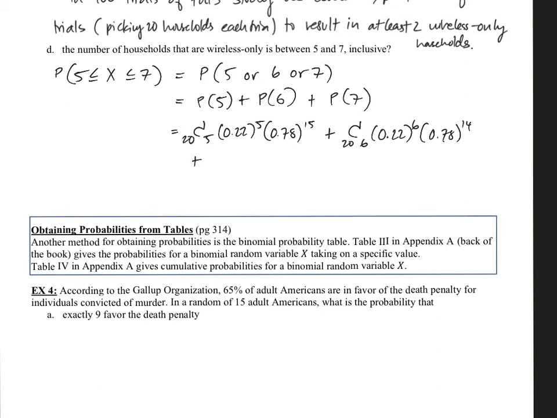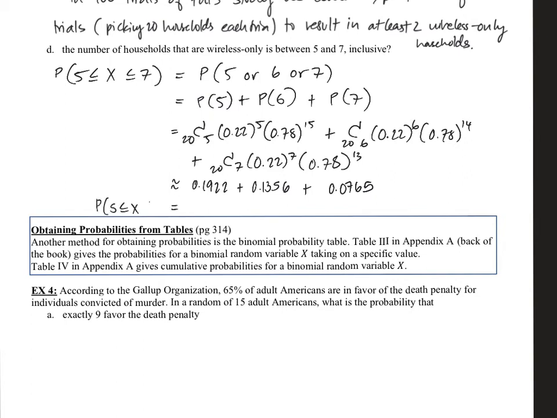Lastly, let's do P of 7. So P of 7 is going to be 20 choose 7, 0.22 to the 7th power, and then 0.78 to the 20 minus 7, which is going to be 13. Okay, so I went ahead and calculated these values, and I get these decimals. So now lastly, I'll go ahead and find the probability of 5 less than or equal to x less than or equal to 7. And that comes out to 0.4043.